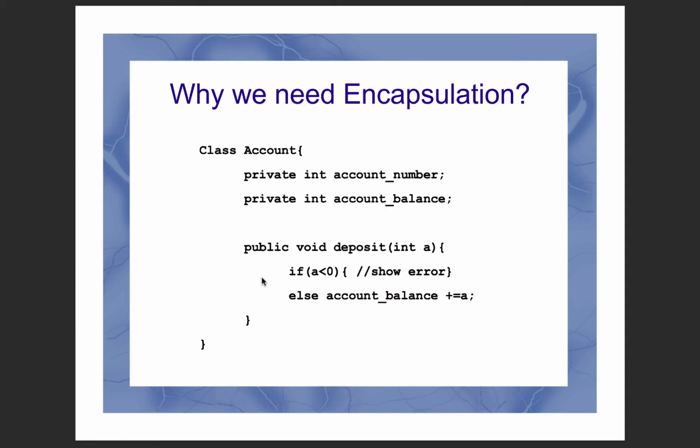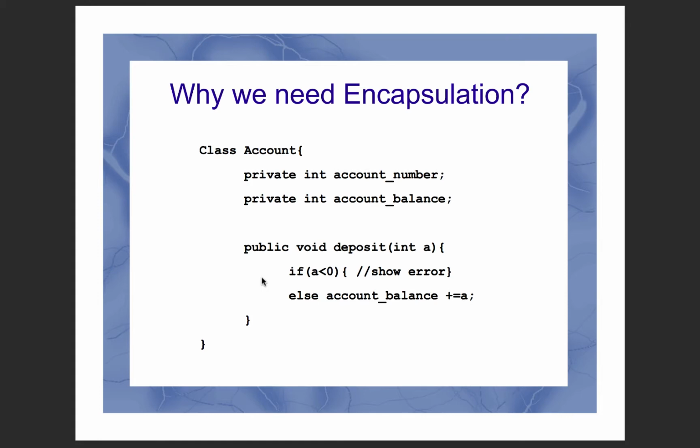So this is one example. Say we have a class called account, and in that account class we have two variables, account number and account balance, and those two are private, so nobody can see these two variables from outside of this class. And it has one public method called deposit. A public method can be visible to the outside world, so anybody can access this method.